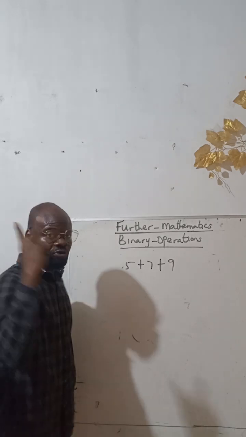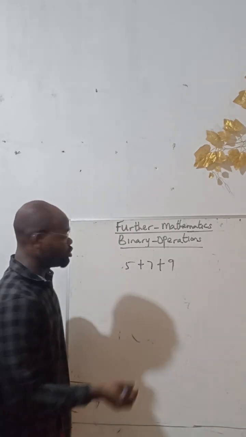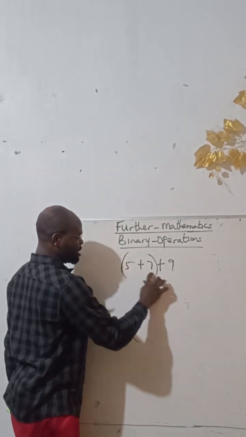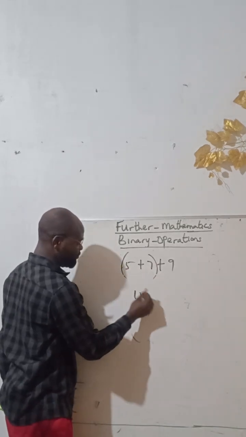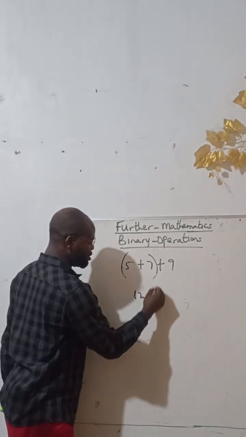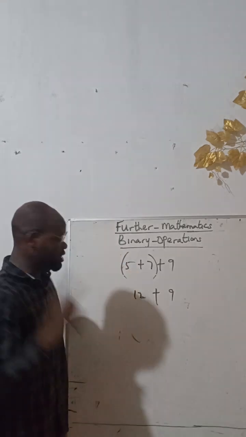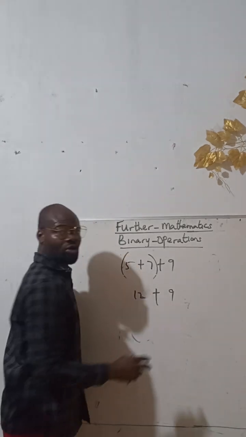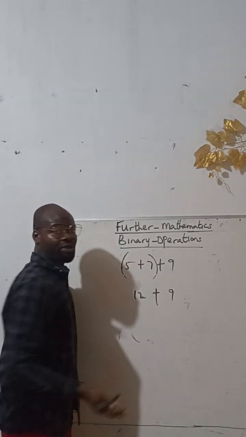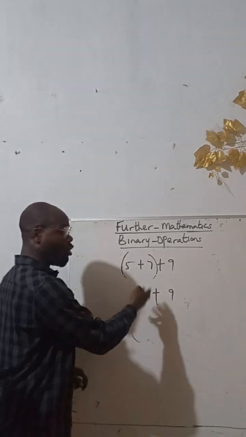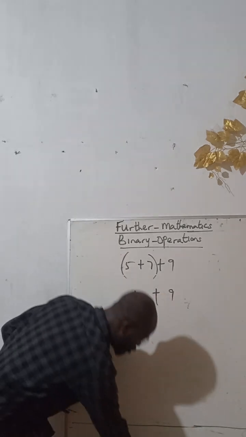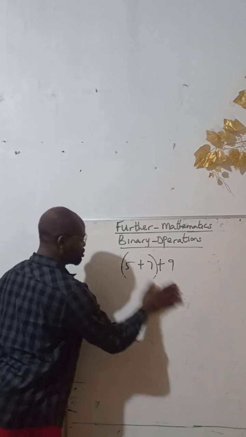You can still turn it into two numbers. What will you do? You group two numbers together. You make it one. So this is 5 plus 7. That's 12. You can now say 12 plus 9. That's binary. You can see you have two numbers, and the operation is what? Addition. The operation can also be subtraction, multiplication, or division. So that's what we call binary operation. Do you get me now?